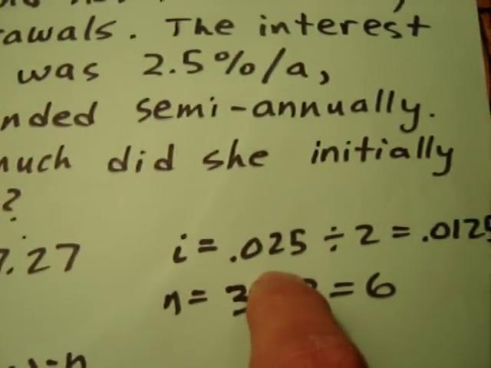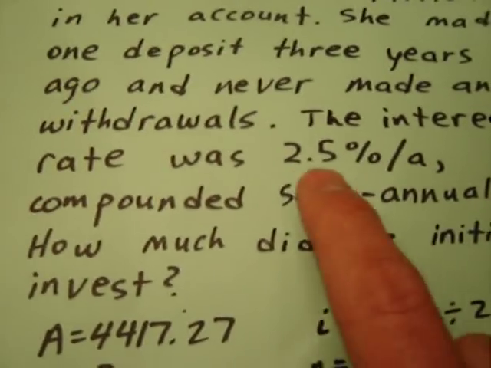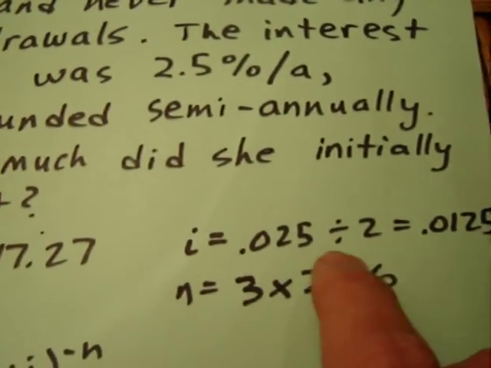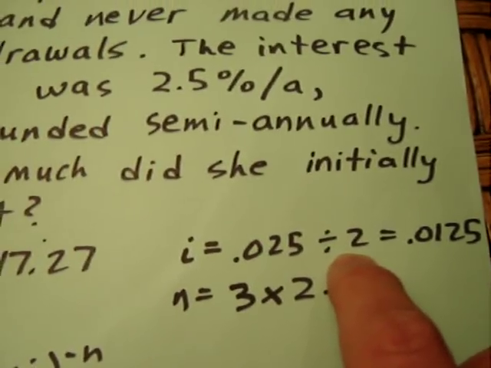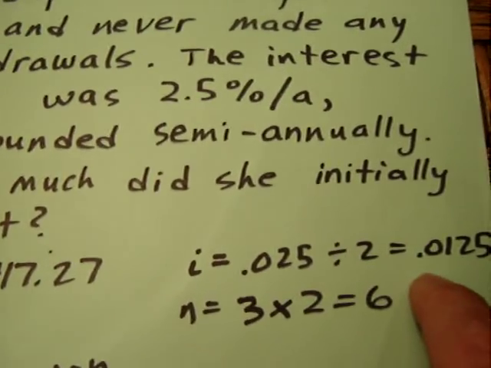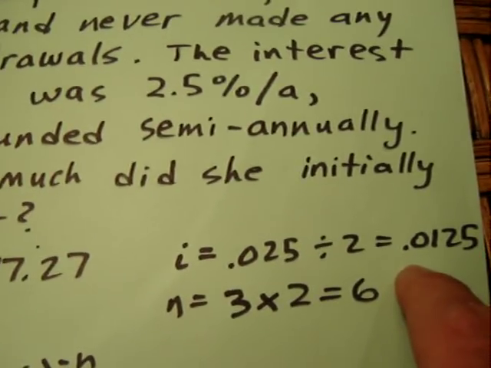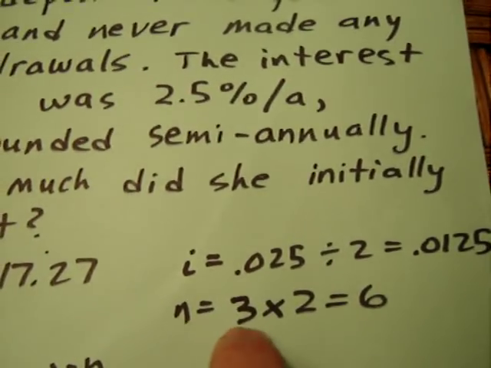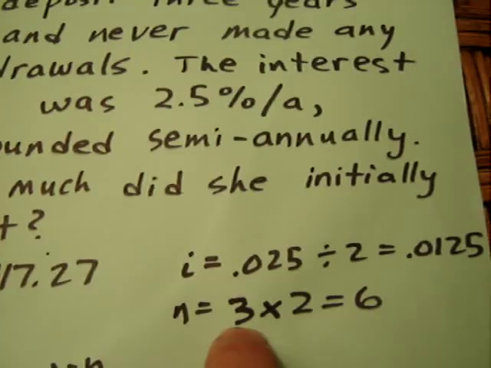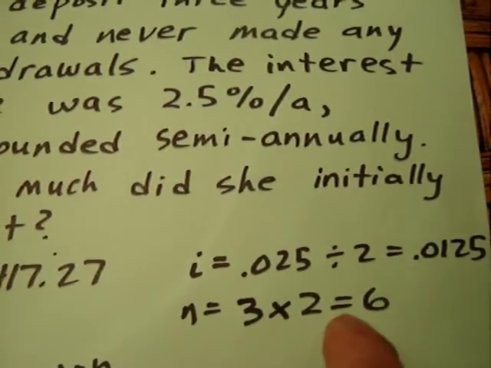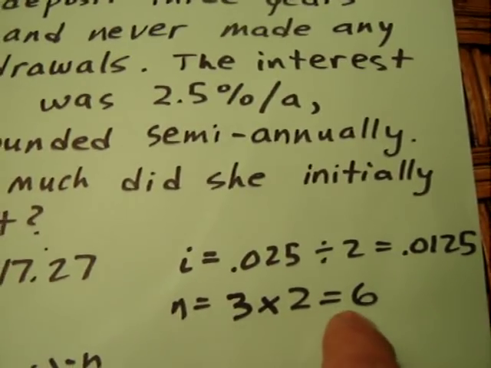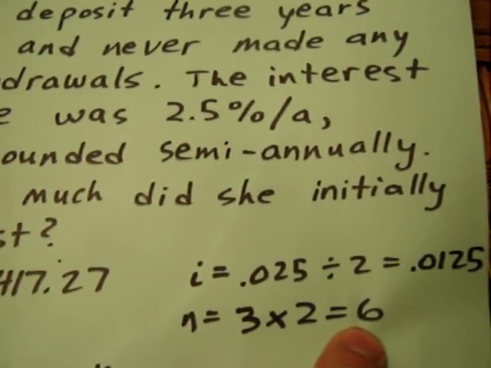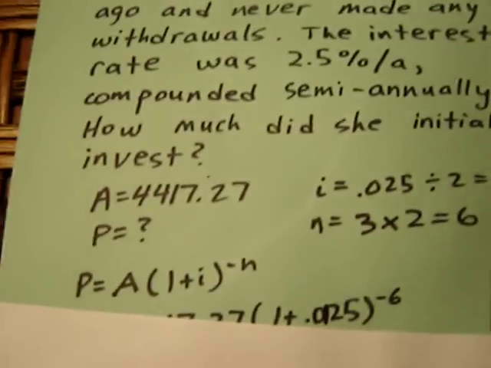Little letter i is 0.025 because it's 2.5%. And we divide that by 2 because we're talking about semi-annual, and that's what our table tells us to do. So little letter i will equal 0.0125. And finally, n will equal the number of years, which is 3 in this case, times 2 because of semi-annual compounding. And so we get the number 6 for n.